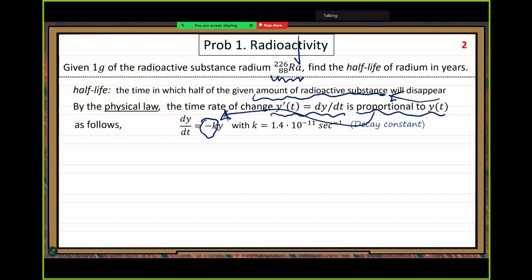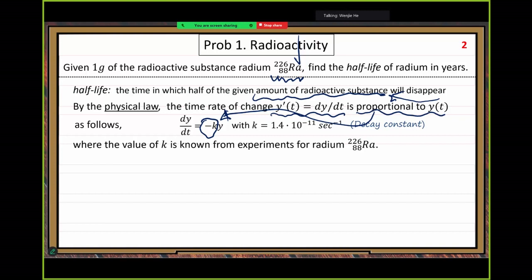This is what we call the decay constant, this K. For different isotopes of radium, its decay constant is different. The value K is known from experiments for radium-226.